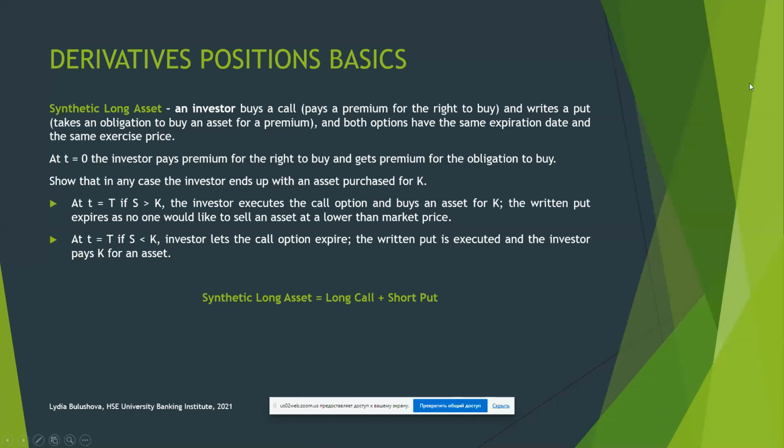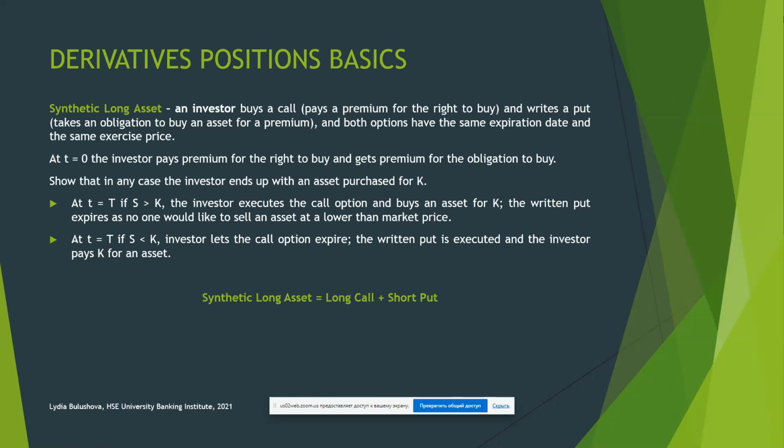When an investor buys a call, they pay a premium for the right to buy, and when they write a put, they get a premium for an obligation to buy. These two options have the same expiration date and the same exercise price. This position is equal to having an asset.